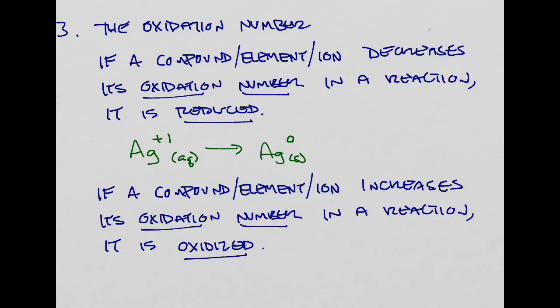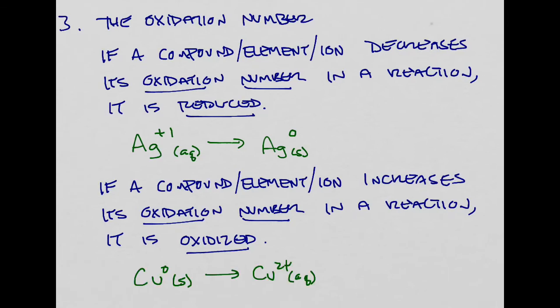Alright, so all I did was copy and paste it, and notably I changed this from decrease to increases and from reduced to oxidized, but it's the same concept. If a compound, element, or ion increases its oxidation number in a reaction, it is oxidized. So let's take a look at how the copper performs and confirm how this is an oxidation part of the reaction.